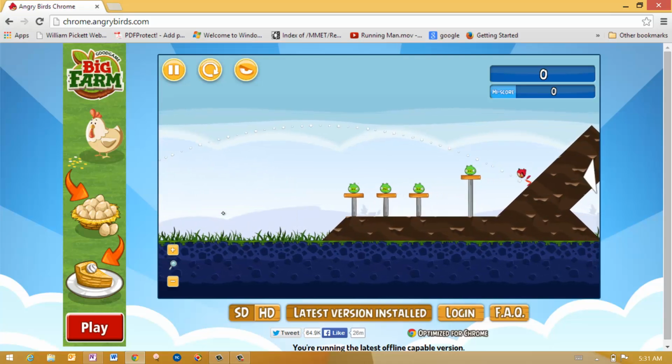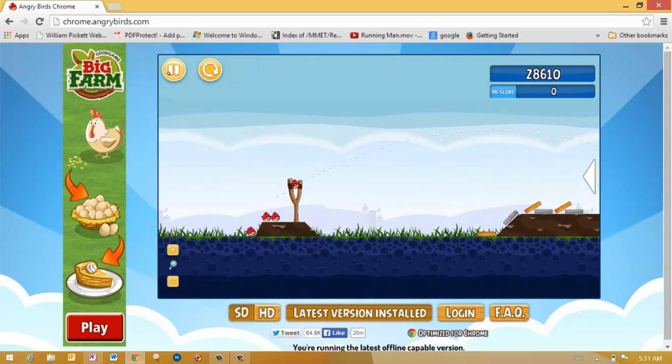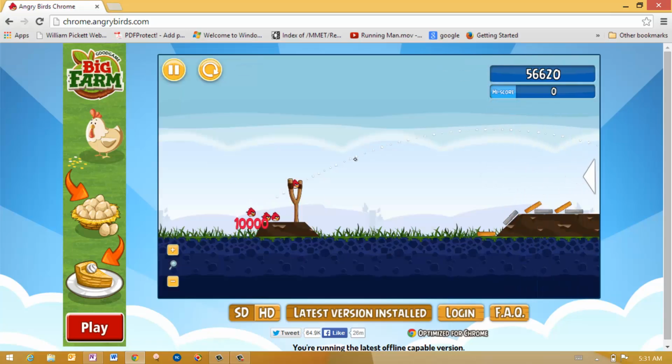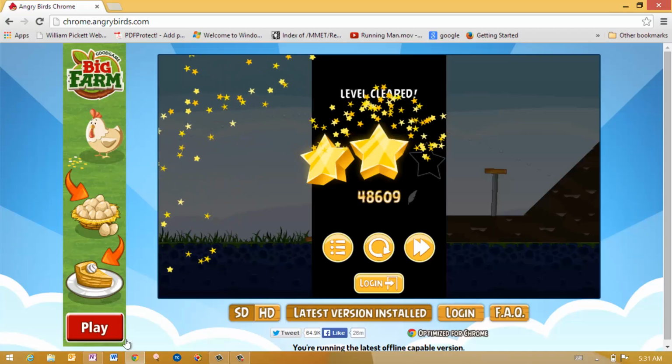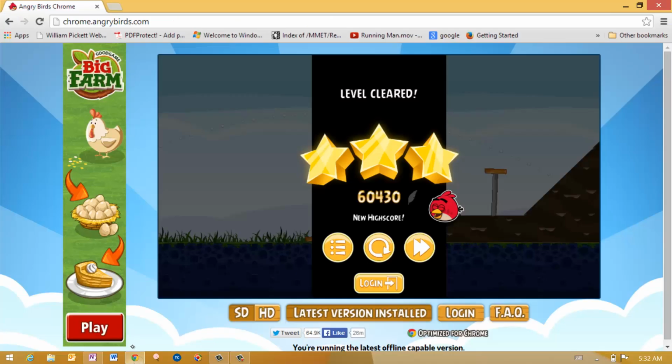From that point forward, I do not control what happens in the game. The game controls what happens in the game. And if you see here, these dots show exactly the breadcrumb trail that we have developed here. So the game actually gives you the frame-by-frame trajectory of the bird as it was flying. I'll just let you enjoy my 3 stars one last time before we move on.